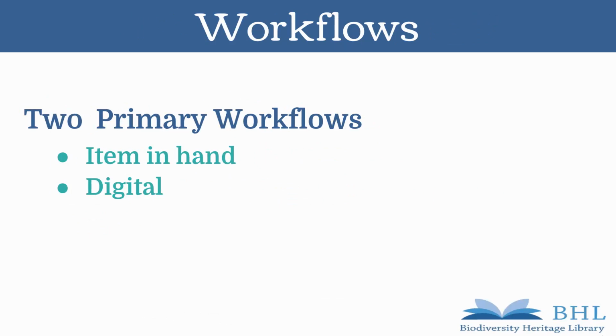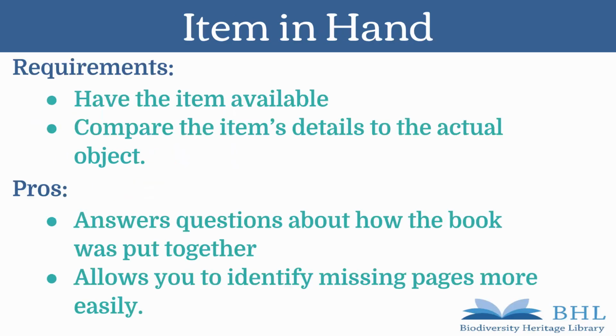There are two primary options for paginating items in BHL. For now, we will name them the Item in Hand workflow and the Digital workflow. When using the Item in Hand method, you will be comparing the online book to a book or item in hand. Or, in other words, this will be used when you have access to a book that has been scanned.